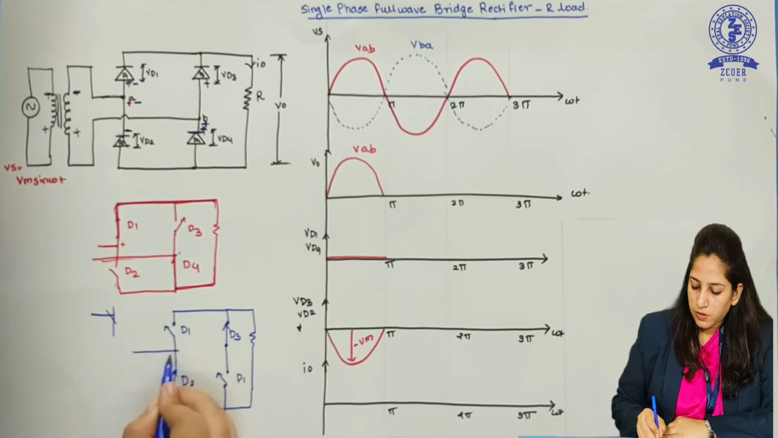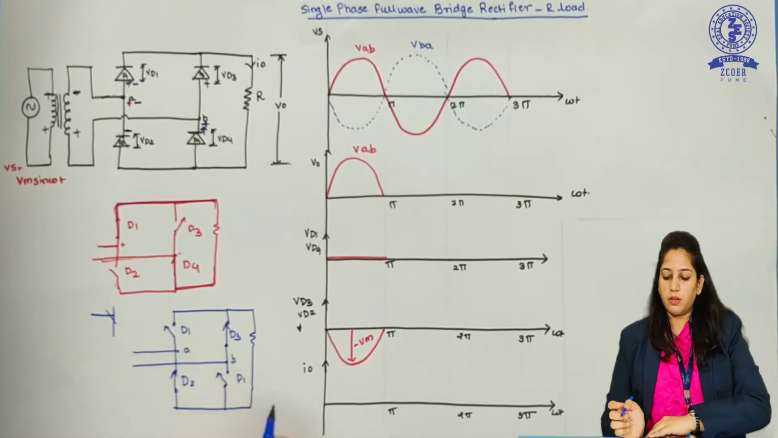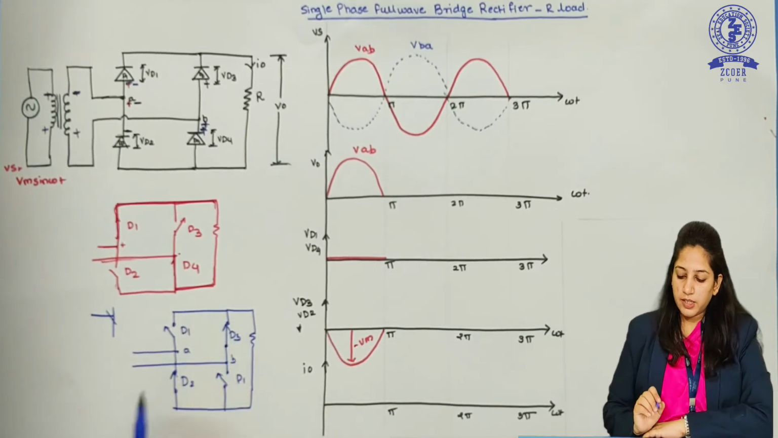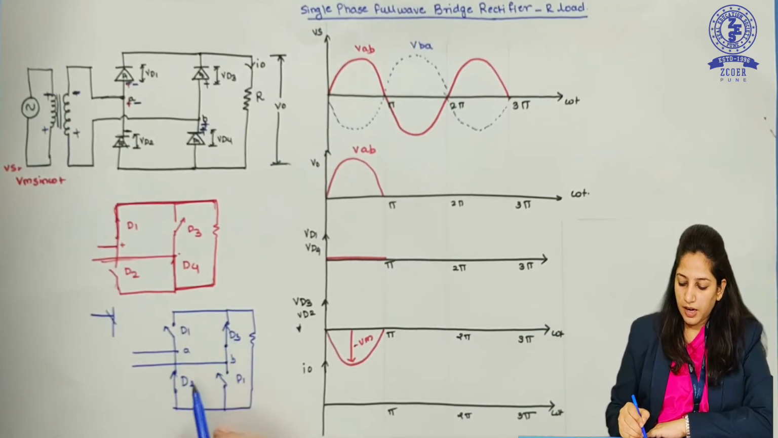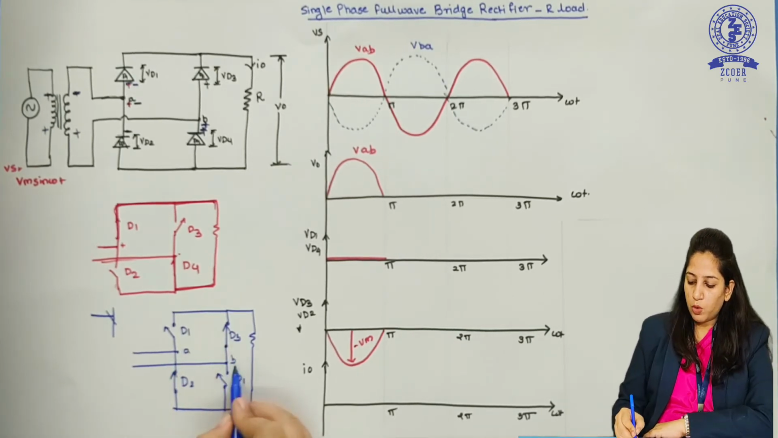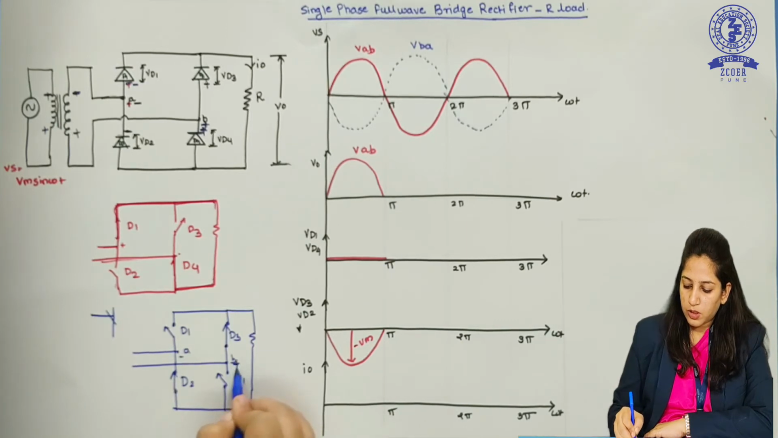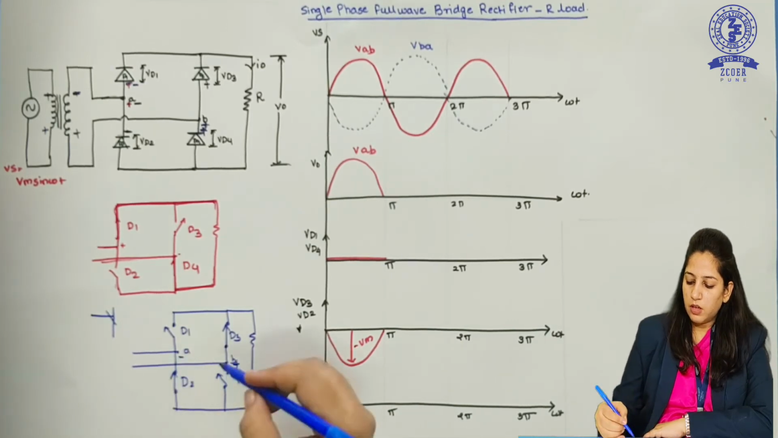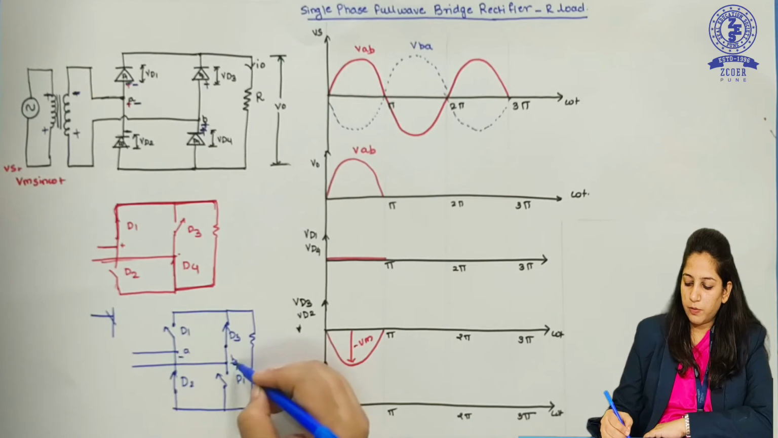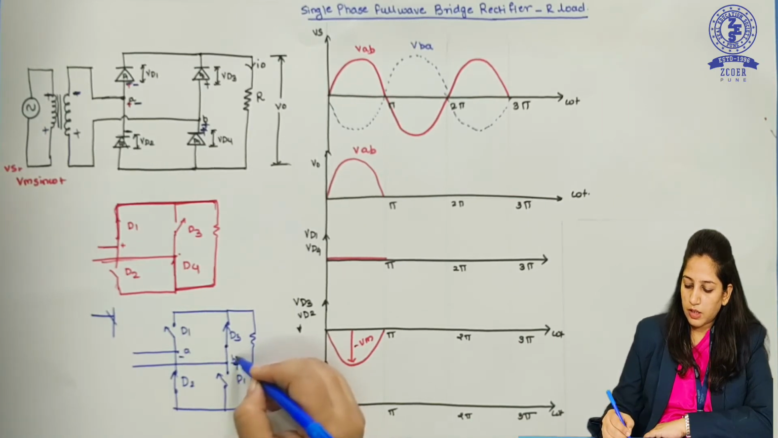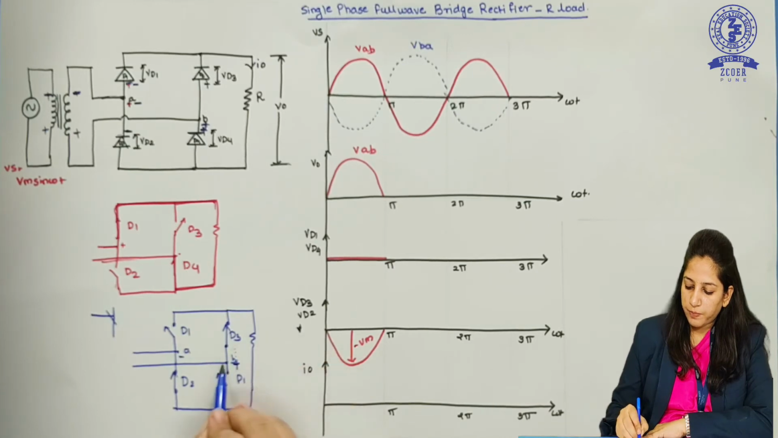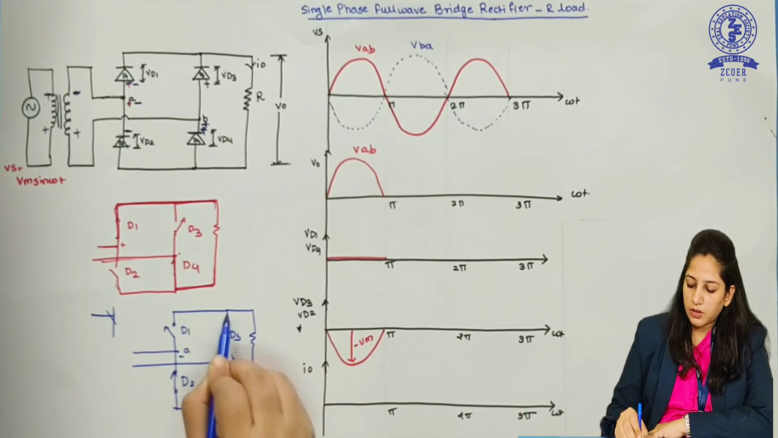This is the A terminal and this is the B terminal. Now observe, for this next half cycle my D3 and D2 are closed switches. This is more positive, this is more negative. You know that current flows from positive to negative, so here it is more positive, and the current direction will be in this way.